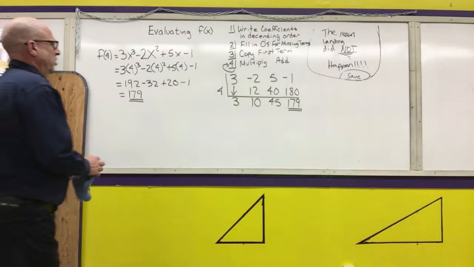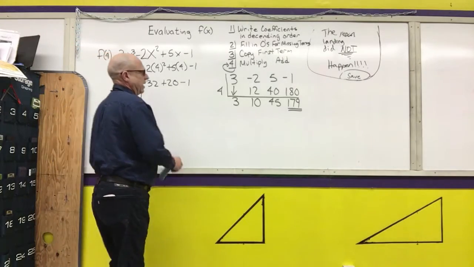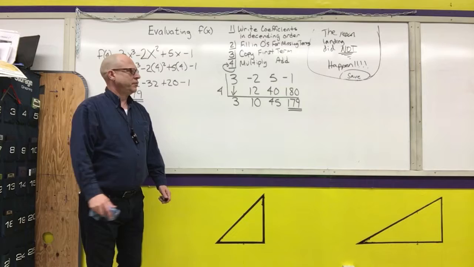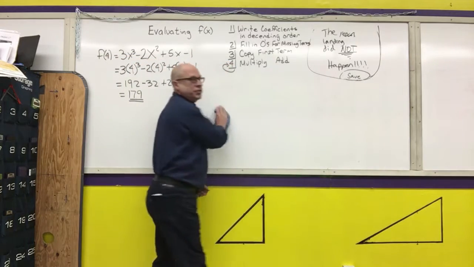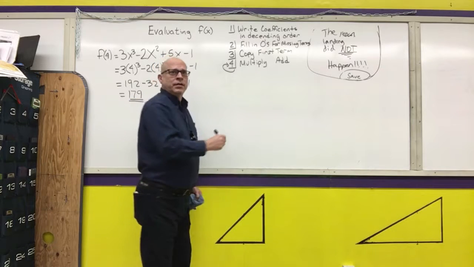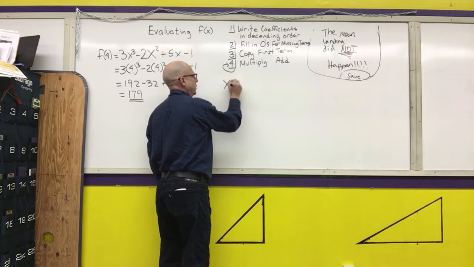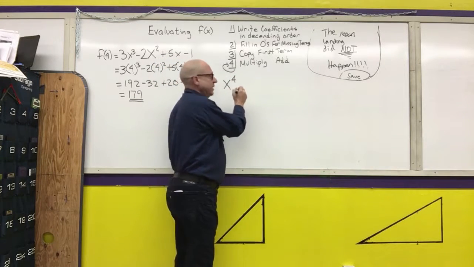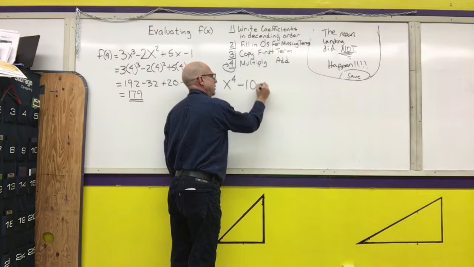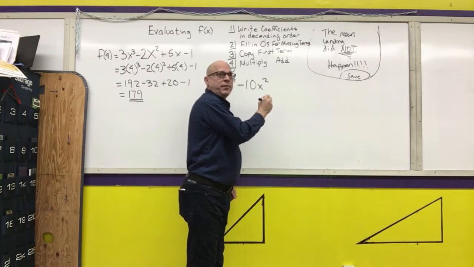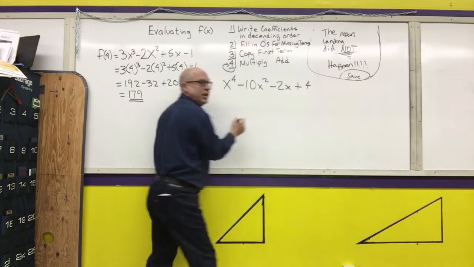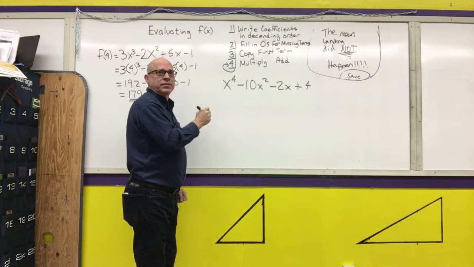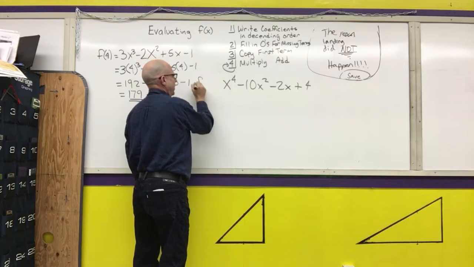I'm going to do one more example of synthetic substitution so that you can see another example. In this case, I want to evaluate x to the 4th minus 10x squared minus 2x plus 4, and I want to evaluate this when x is negative 3.